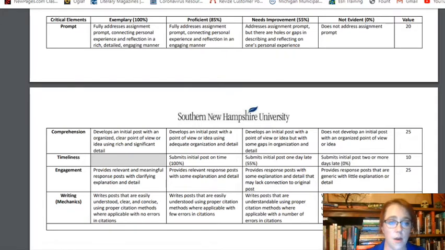So let's take a look at the prompt. Do you fully address the assignment prompt, connecting a personal experience and reflecting in an engaging manner? In other words, do you answer the prompt with a full paragraph, and is it engaging and interesting? To hit exemplary, you would do that, but maybe add richer, fuller details. Now, in terms of comprehension, to hit proficient, we want to develop an initial post with a point of view or idea using adequate organization and detail. To be exemplary in that, we want to have rich, significant detail. So proficient's awesome. Exemplary is like awesomer, which is definitely a word. I teach English.